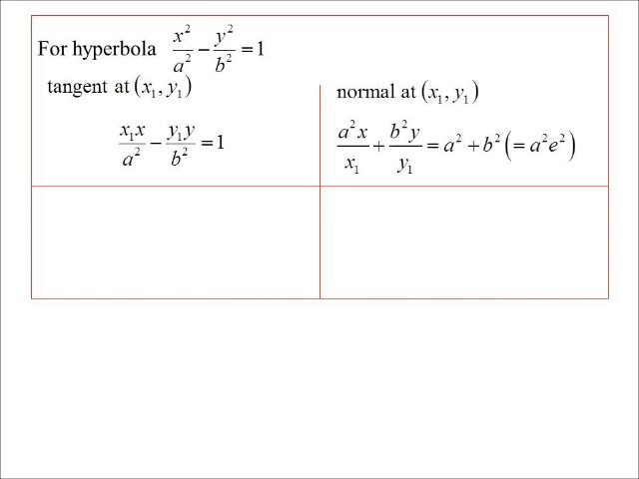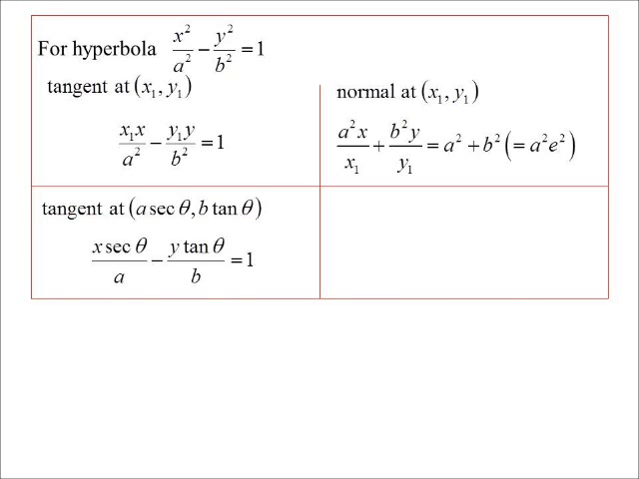And with the normal, you remember it was a squared minus b squared with the ellipse? Well, with the hyperbola, the normal turns out to be a squared plus b squared, but again, that could be written as a squared e squared. So both the ellipse and the hyperbola, the normal will equal a squared e squared. Here it's a plus. You'll remember with the ellipse it was a minus with the normal.